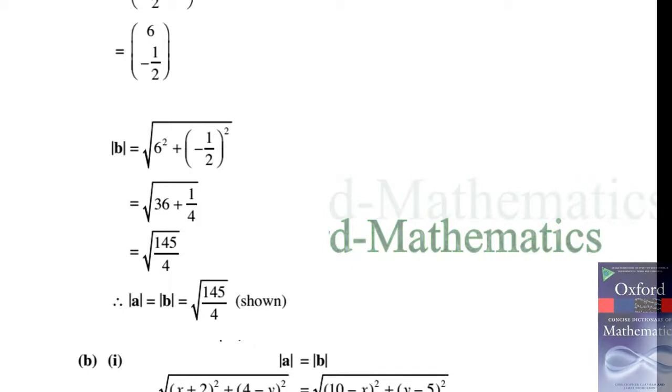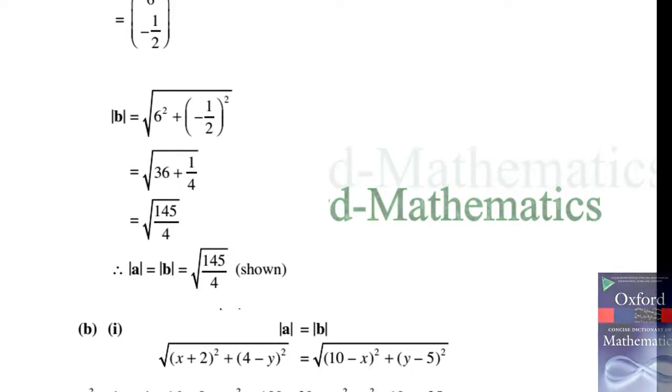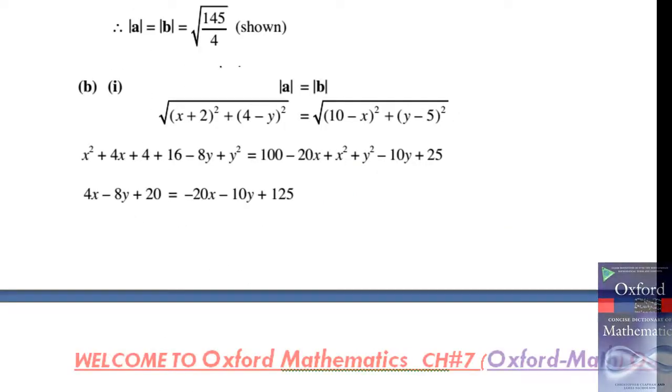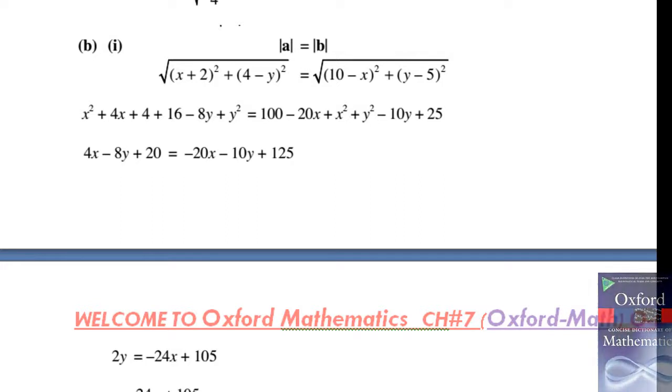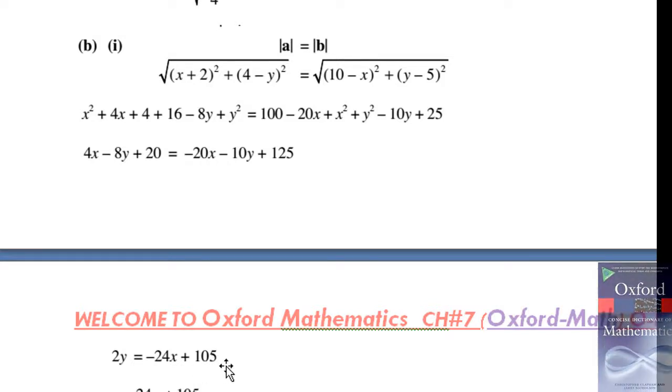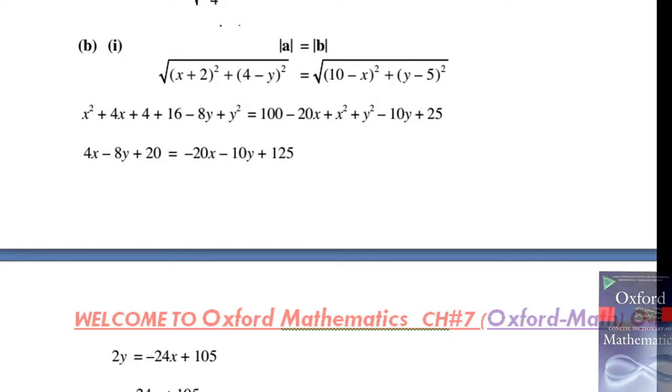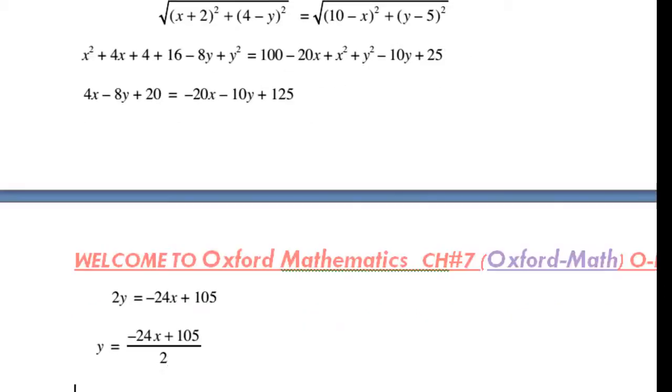Now if the magnitude of a equals the magnitude of vector b, then squaring both sides, we can find y in terms of x. So 2y equals 24x minus, plus 105. This is equation number 1, and so we can find the value of y, which is (24x plus 105) divided by 2, the required y in terms of x.